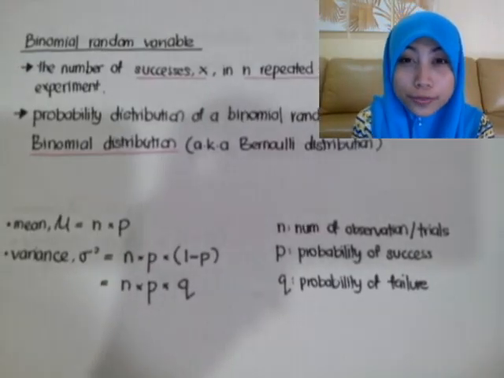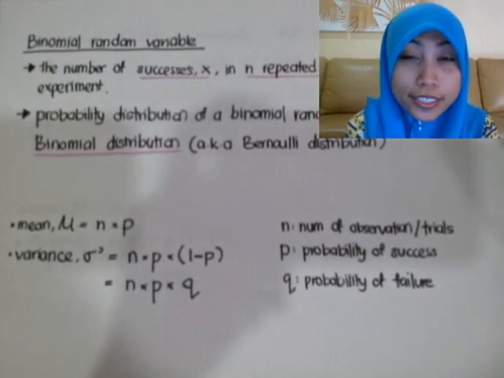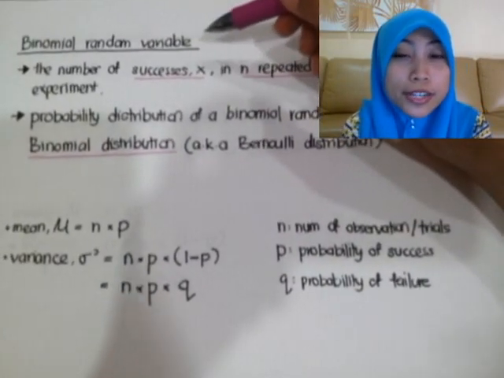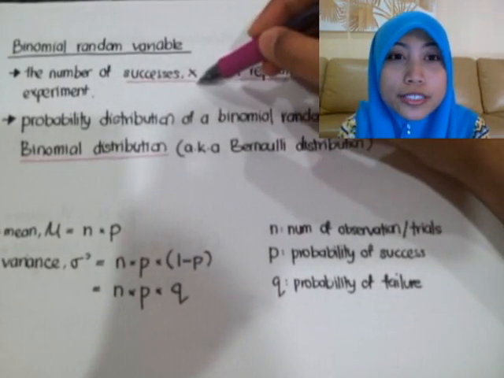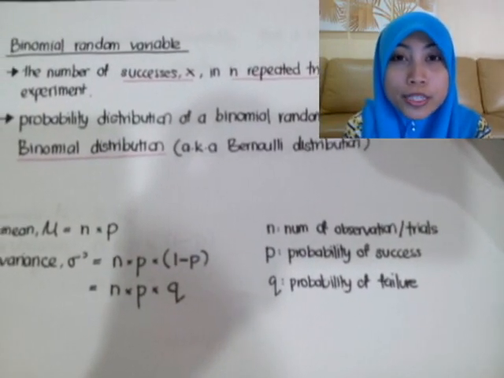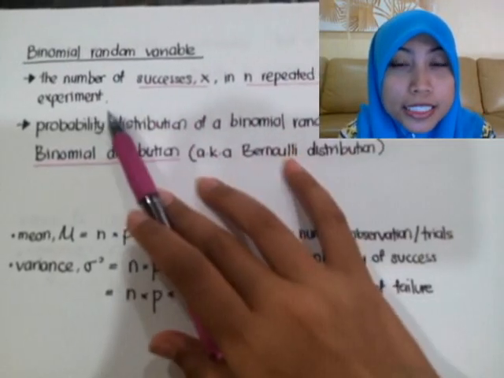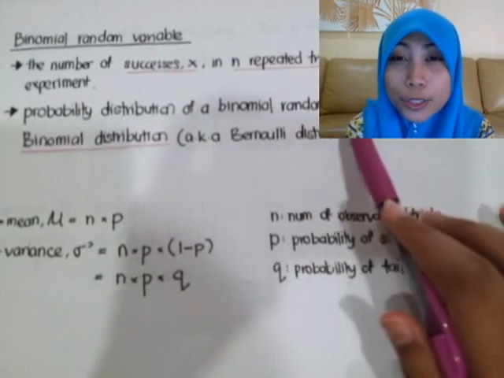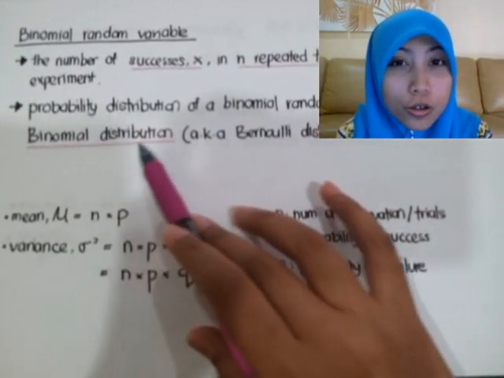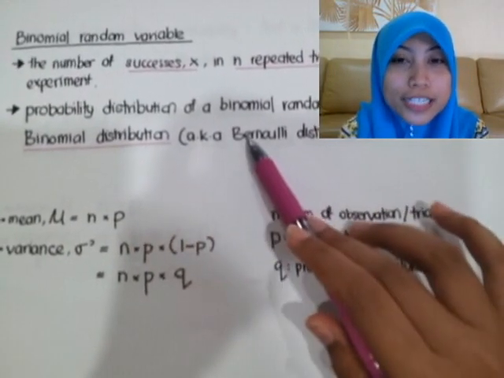Okay, to begin with, let's start with the definition. A binomial random variable is the number of successes in n repeated trials of a binomial experiment. The probability distribution of a binomial random variable is called binomial distribution, or also known as Bernoulli distribution.